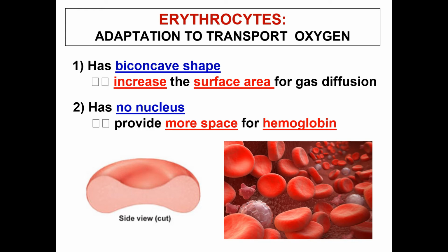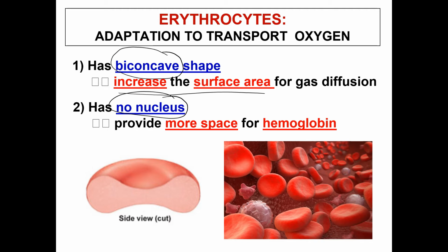First, because they have a biconcave shape. You have to memorize this. These are the characteristics of red blood cells that make them suitable for transporting oxygen. It is about the shape, because they are biconcave. Why is the biconcave shape very important? Theoretically, it increases the surface area for gas diffusion. Another thing is that they have no nucleus. The erythrocyte is a red blood cell, but it does not have a nucleus.